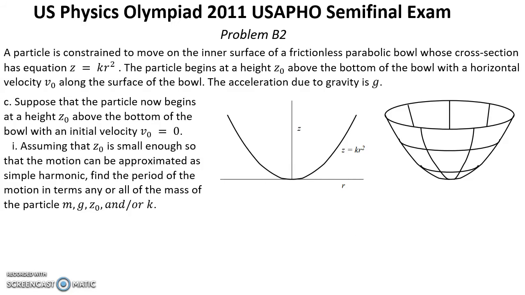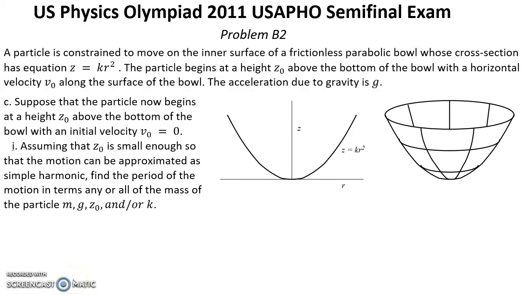Question C. Suppose that the particle now begins at height z0 above the bottom of the bowl with the initial velocity v0 equal 0. First question. Assuming that z0 is small enough so that the motion can be approximated as simple harmonic, find the period of the motion in terms of any or all of the mass of the particle m, g, z0 and or k.